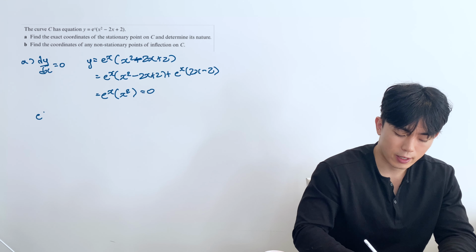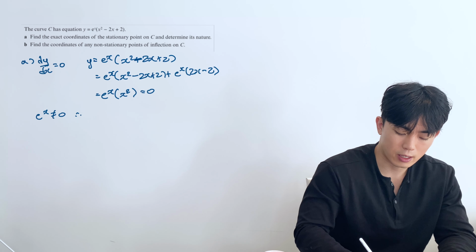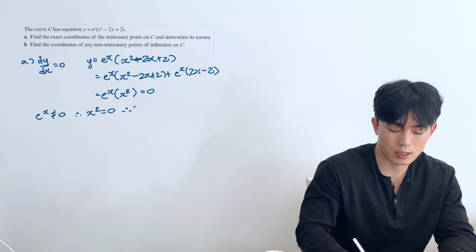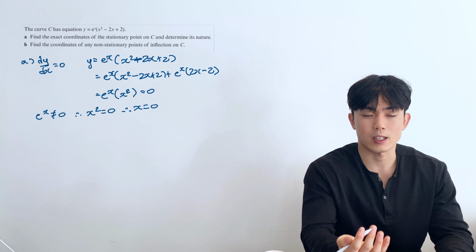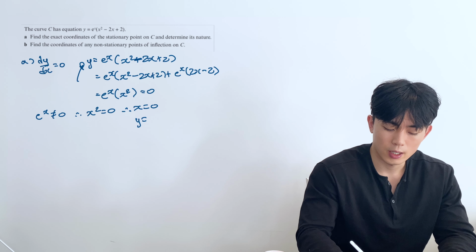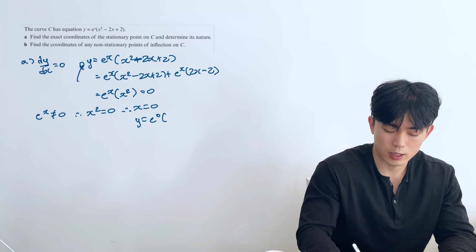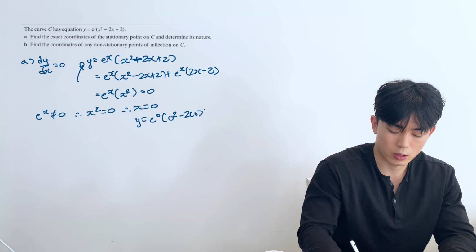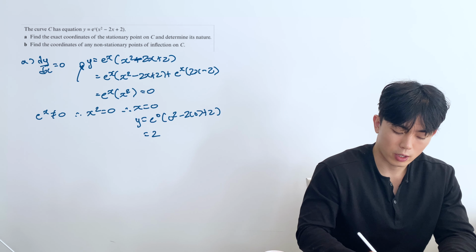Right, so e to the x can never be equal to 0, meaning that x squared has to be equal to 0, therefore x is going to be equal to 0. So that's the x coordinate. Finding the y one, we just plug it back into this here. So I have e to the 0, and then 0 squared minus 2 times 0 plus 2, which will give us just 2, so the stationary point will be 0, 2.